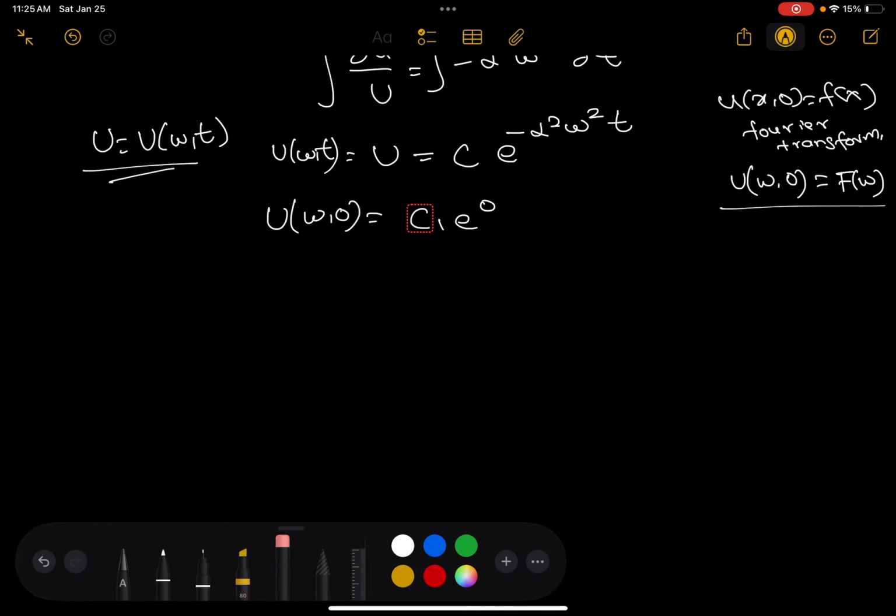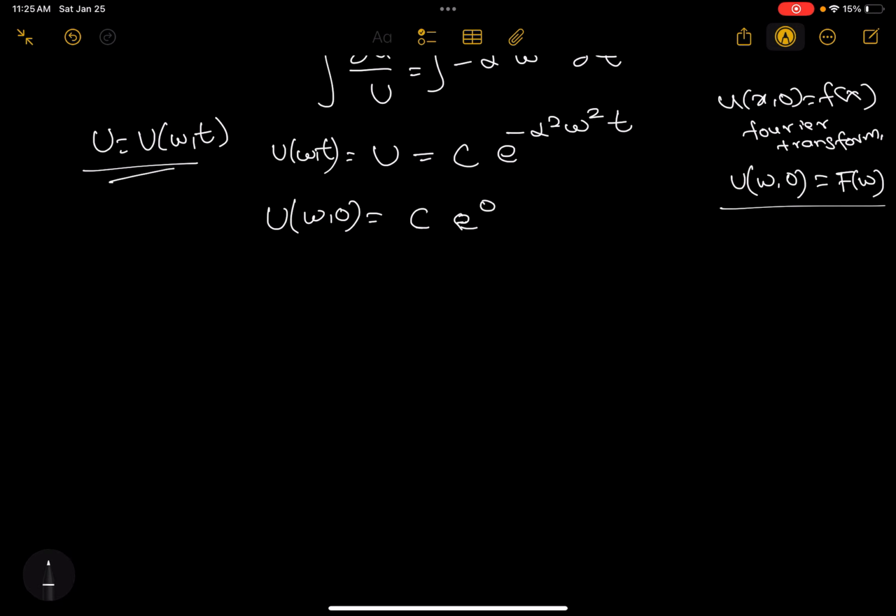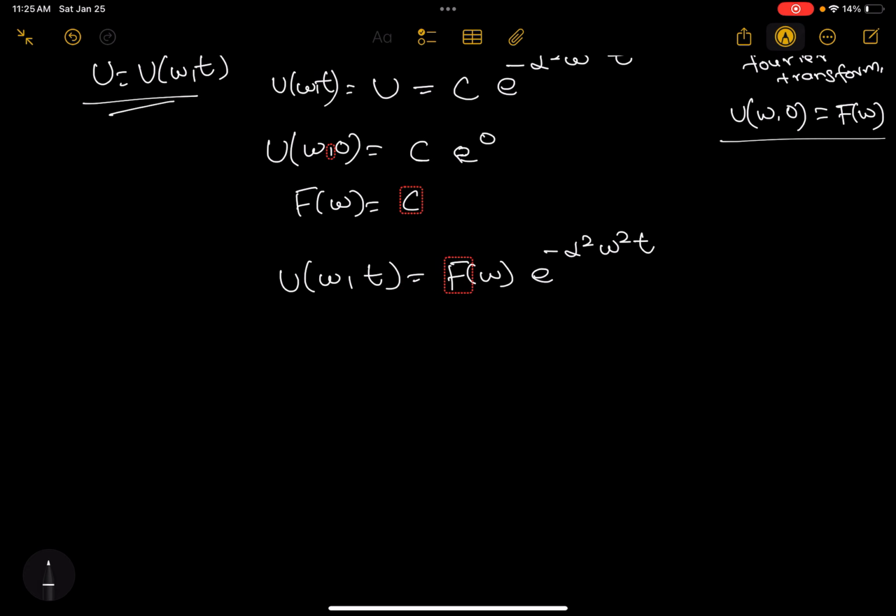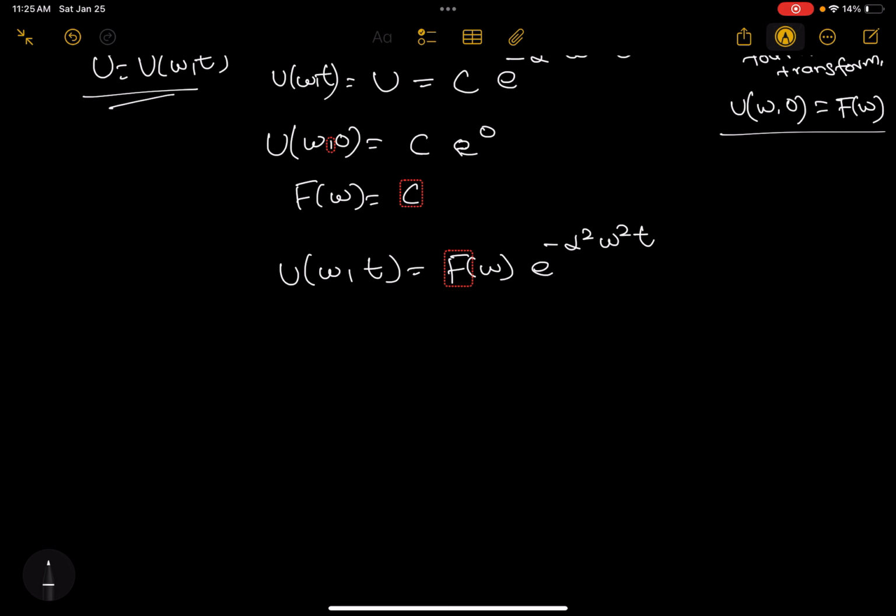So then the exponential will be 0. And now we know that it's just F of omega that becomes C. So C is basically F of omega. So we have the Fourier transform of u to be F of omega times e to the power minus alpha square omega square t. Okay, so now we are going to solve for u of x comma t, right? So definitely the thing that we are going to do is take the Fourier inverse transform of both sides.